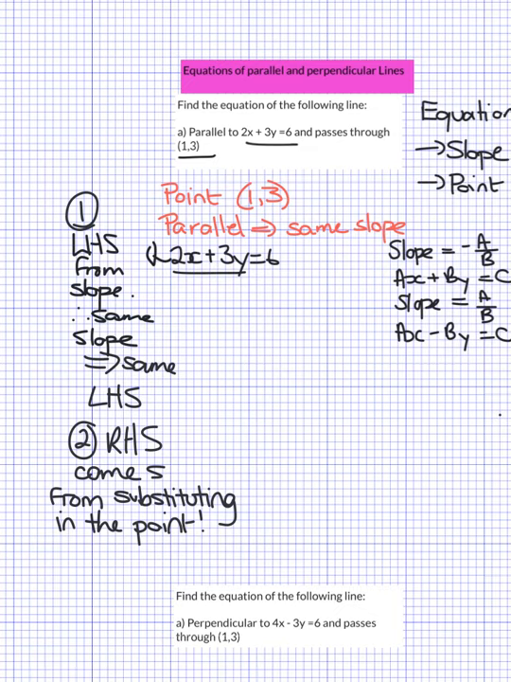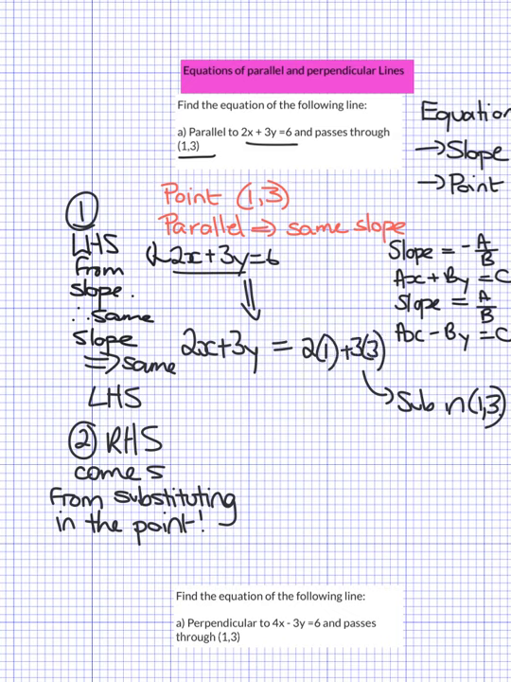So we've got 2x plus 3y equals 6. That implies that the equation is going to be 2x plus 3y, same left-hand side, but we're going to sub in the point (1, 3). So that's going to give us 2 times x, which is 1, plus 3 times y, which is 3. So 2x plus 3y, therefore, equals 2 plus 9. So 2x plus 3y is equal to 11.